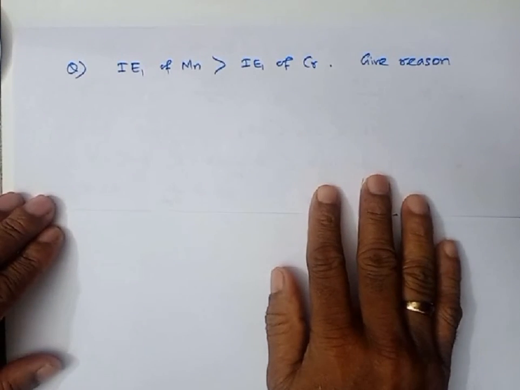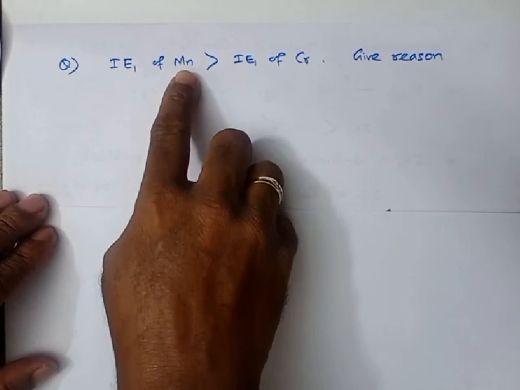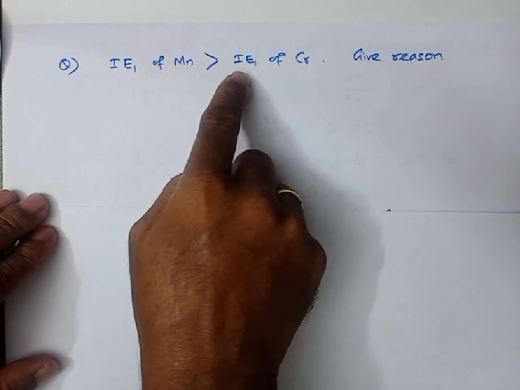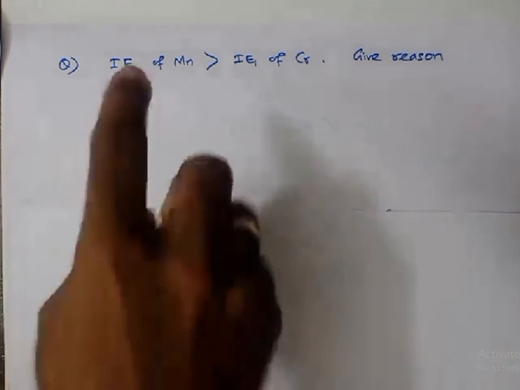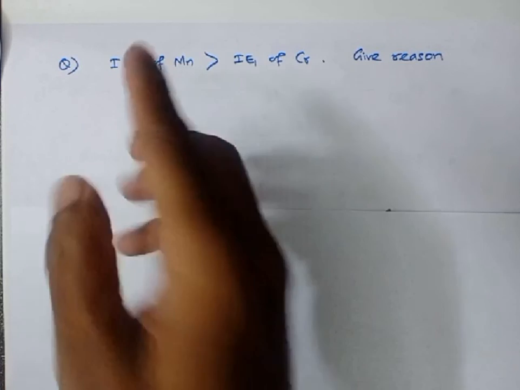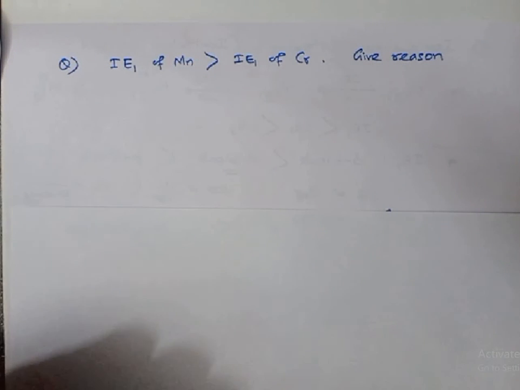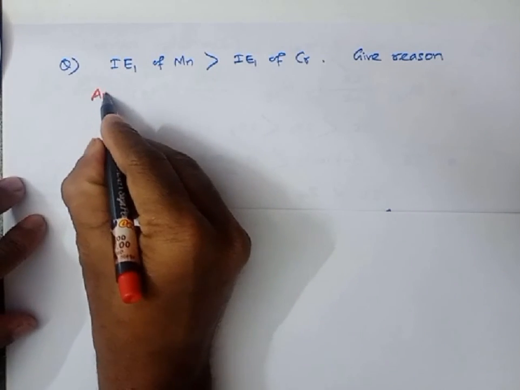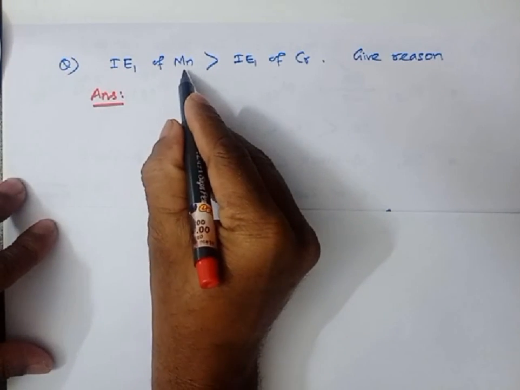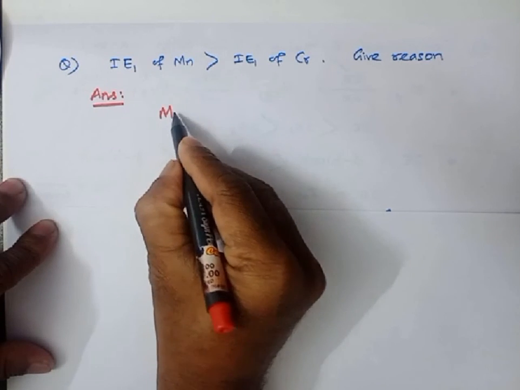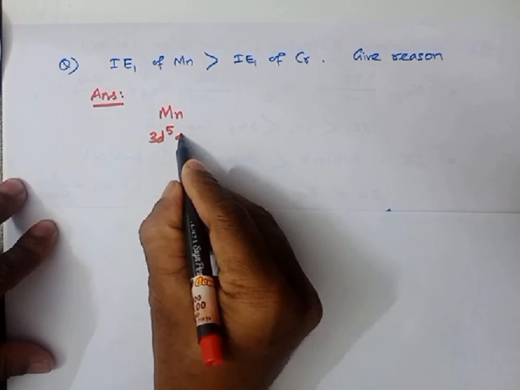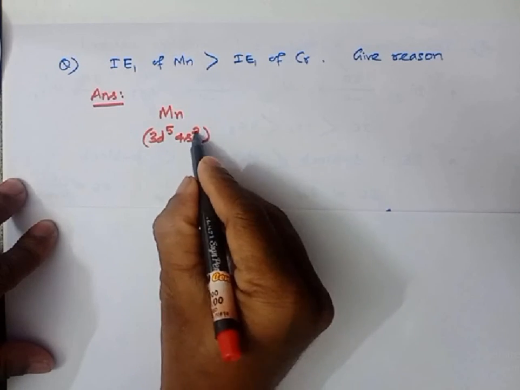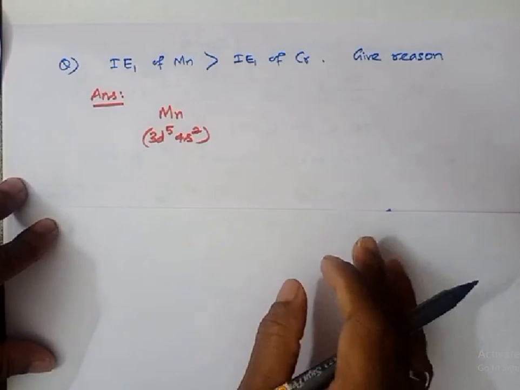Here the questions given are manganese and chromium. They are asking you to compare the first ionization energy, and it is given that the first ionization energy of manganese is high. What is the reason? First, write the configuration of manganese. Students, observe carefully. The manganese electronic configuration is 3d5 4s2. Students, you must know the configuration of the 3d series at least.